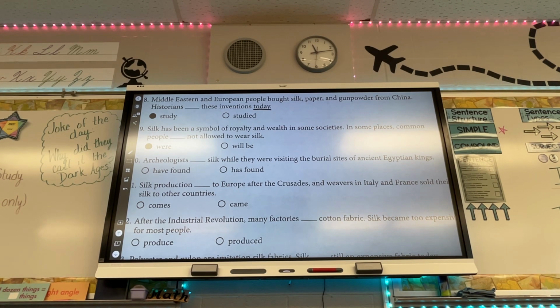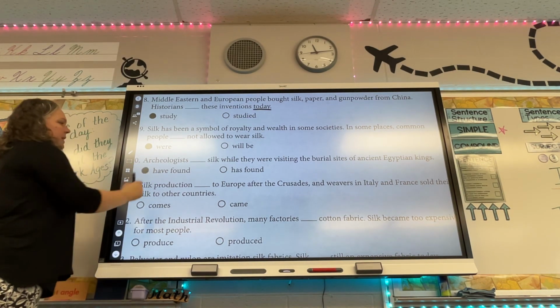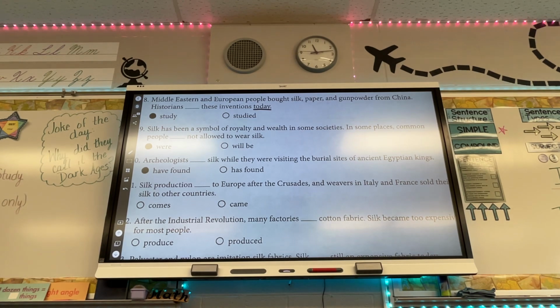Number 10. Archaeologists blank silk while they were visiting the burial sites of ancient Egyptian kings. Grayson? I found. Good. Archaeologists have found silk. You wouldn't say has found. That would be if we had one archaeologist.